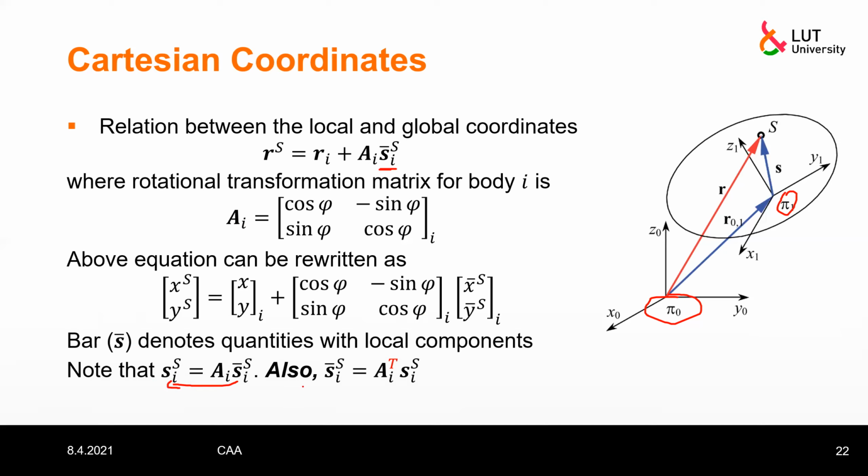Please note also that this transformation is unique. So we can also define the inverse transformation. And this matrix is orthogonal. Thanks to this, we can define the inverse transformation simply by transposing this transformation matrix. So if you want to go from global coordinates to local coordinates, we simply use the matrix A transposed.